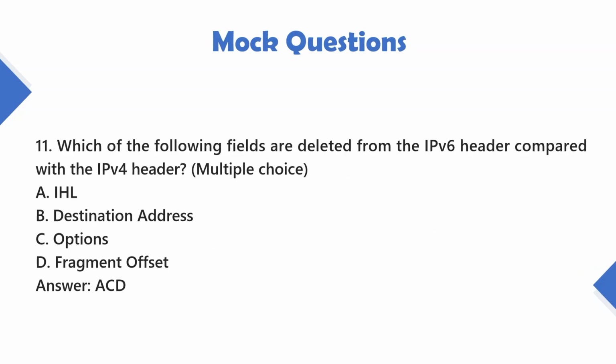11. Which of the following fields are deleted from the IPv6 header compared with the IPv4 header? Multiple choice. A. IHL. B. Destination address. C. Options. D. Fragment offset. Answer. A, C, D.